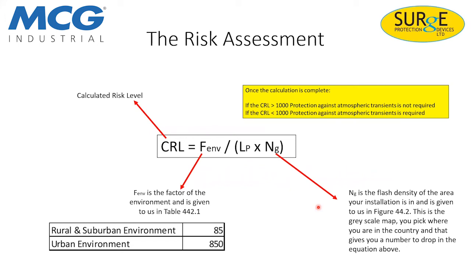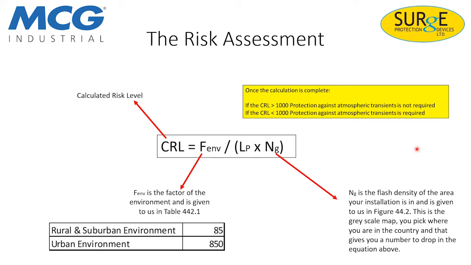Now, once the calculation is complete, if your CRL is above 1,000, protection against atmospheric transients is not required. If it's below 1,000, protection against atmospheric transients is required. Now, the wording is very exact there. What we've got to remember is this is calculating your risk of lightning damage. It's not calculating your risk of surge damage.